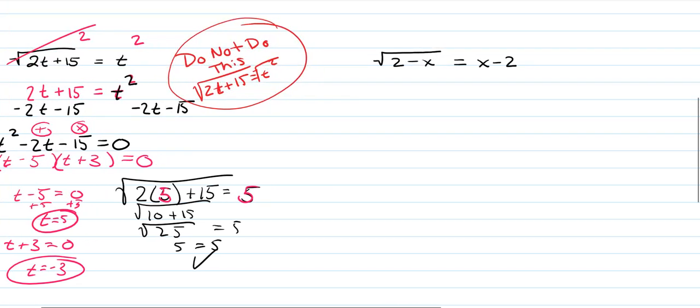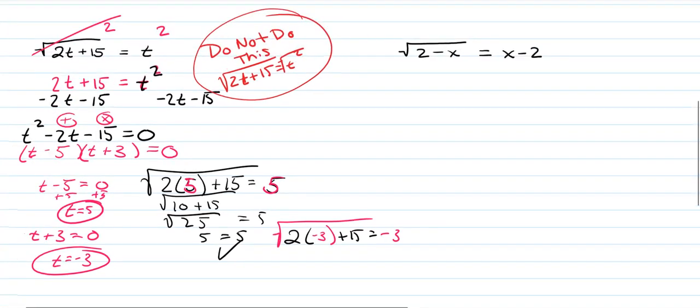The next one. 2 times negative 3 plus 15 equals negative 3. Square root. Okay. Red flag. If I square root something, it will never equal a negative. So negative 3 is your extraneous solution.